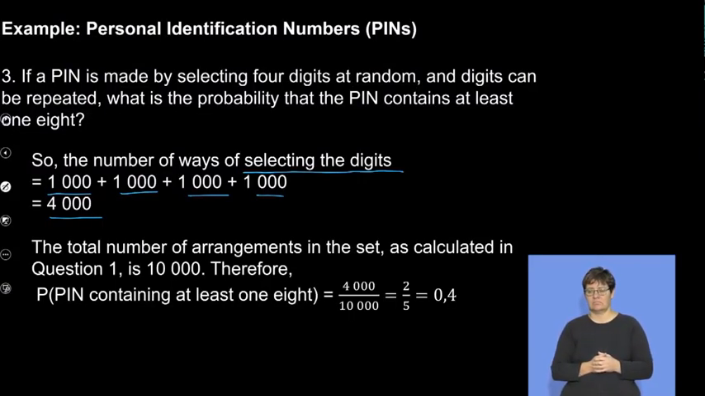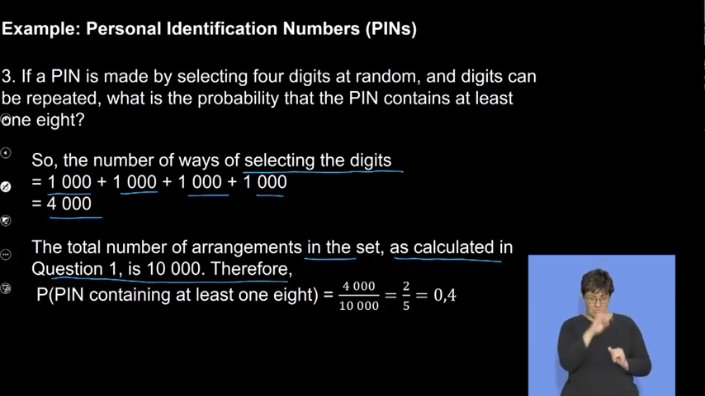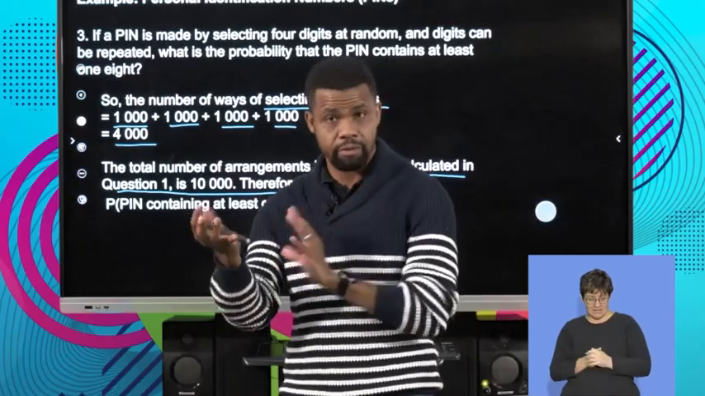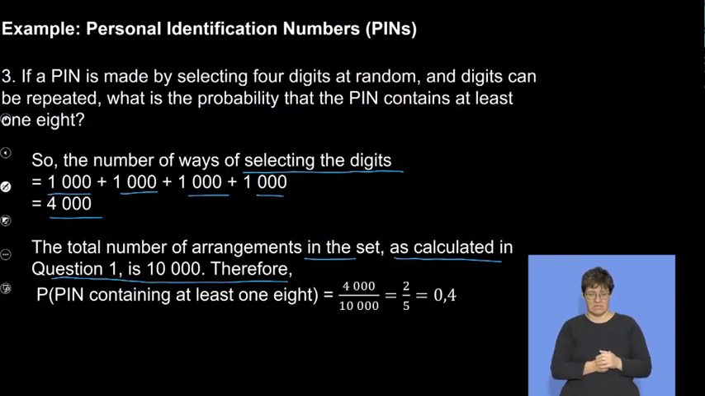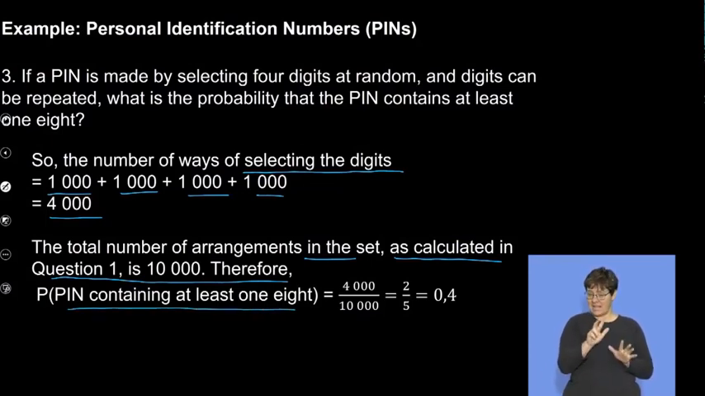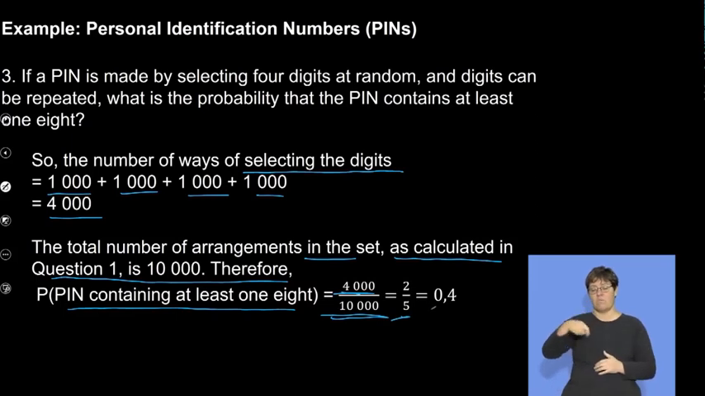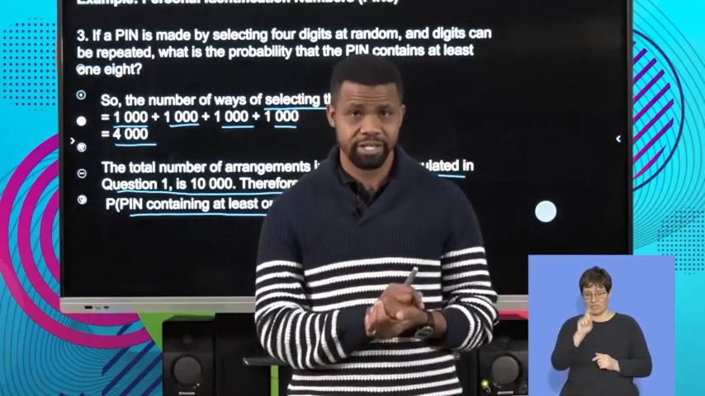Then now, how do we do the probability? Let's look at that. The total number of arrangements in the set, as calculated in question 1, was 10,000, remember, which was 10 times 10 times 10 times 10, because it's 4 digits and we can repeat. Therefore, the probability that a pin contains at least one 8 will be 4,000 divided by 10,000, which gives us 2 over 5, or 0.4, which is approximately 40%. This is an interesting question.